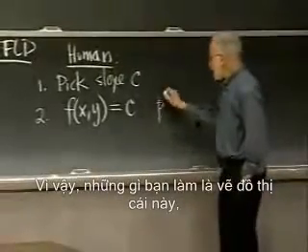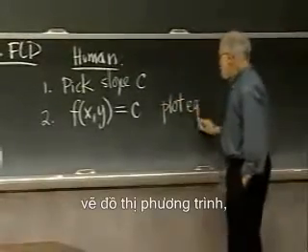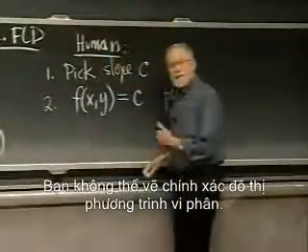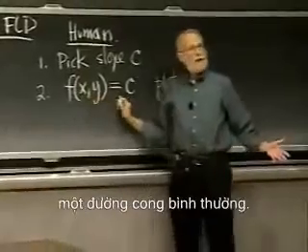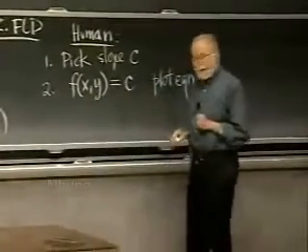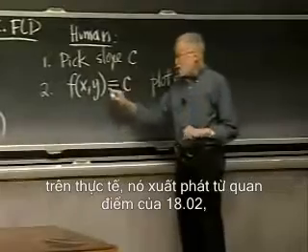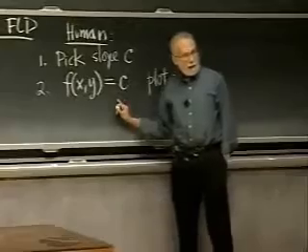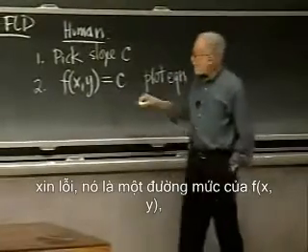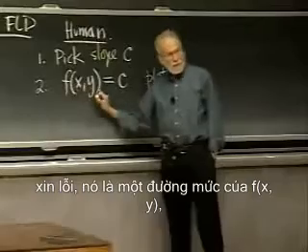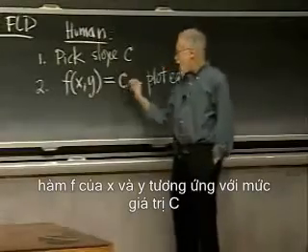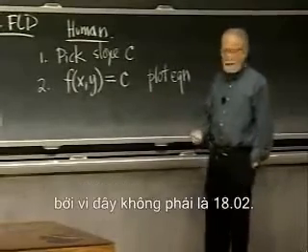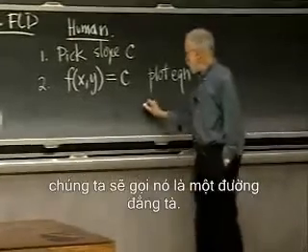So what you do is plot this equation. Notice it's not the differential equation. You can't exactly plot a differential equation. It's an ordinary curve, but which curve will depend on c. In fact, from the 18.02 point of view, it's the level curve of the function f of x and y corresponding to the level value c. But we're not going to call it that, because this is not 18.02. Instead, we're going to call it an isocline.